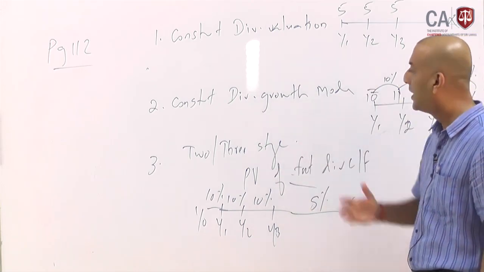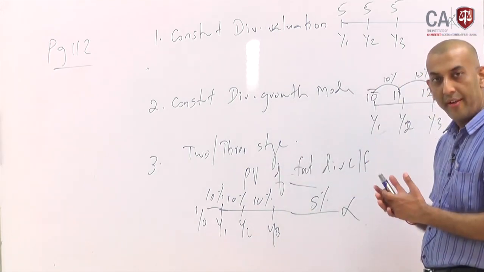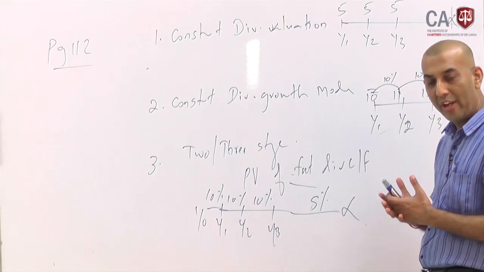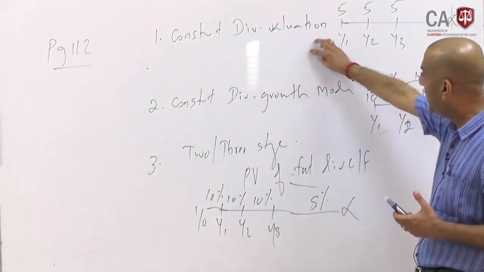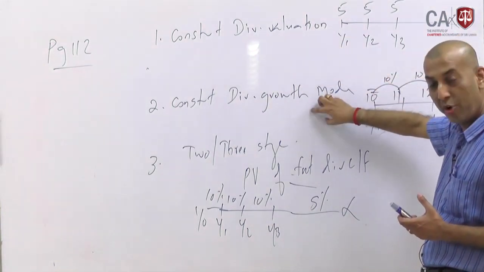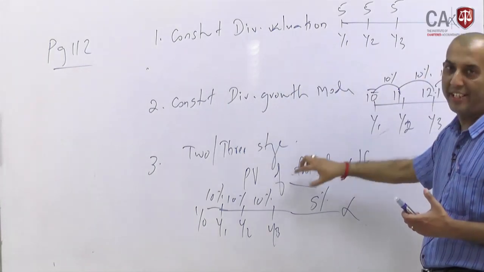So these are 3 methods we can use for dividend cash flow based valuation. One is constant dividend valuation, the other is constant dividend growth, and the third is 2 or 3 stages of dividend growth.